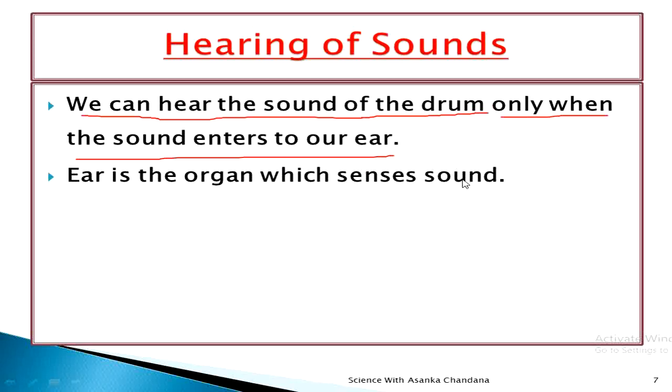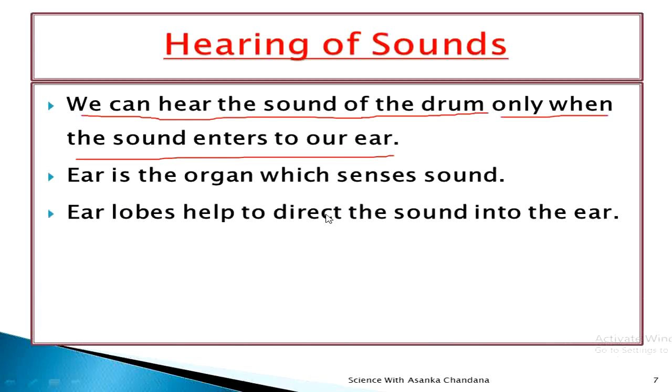Ear is the organ which senses sound. Now we have learned two points under the hearing of sound. Firstly, we can hear the sound of the drum only when the sound enters our ear. After that, the ear is the organ which senses sound.